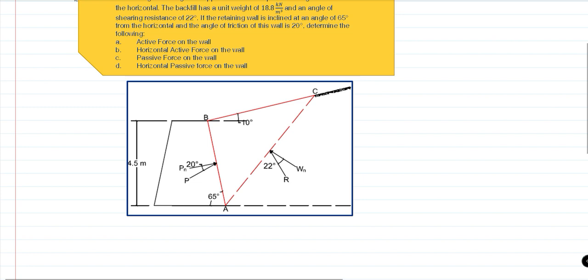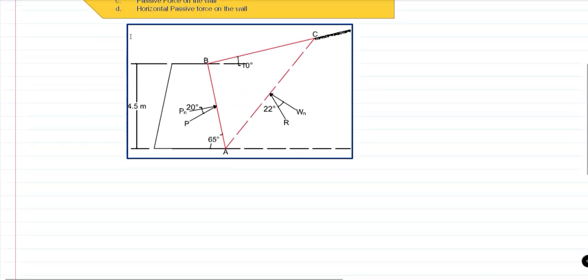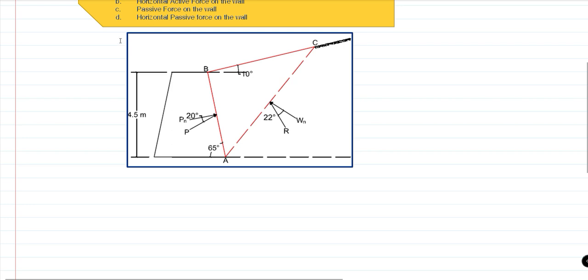So, let's first start by getting the value of the active and passive earth coefficient. Siyempre, mag-start tayo na i-store natin sa A, B, C, and D yung mga values na kailangan natin dito. So, siyempre, meron tayong alpha, which is 65 degrees. At ito yung gagawin nating A. Next is yung phi, which is 22 degrees. At siya yung gagawin nating B.